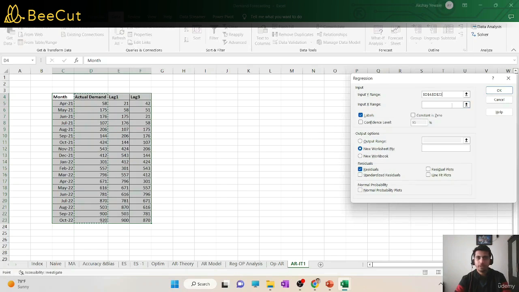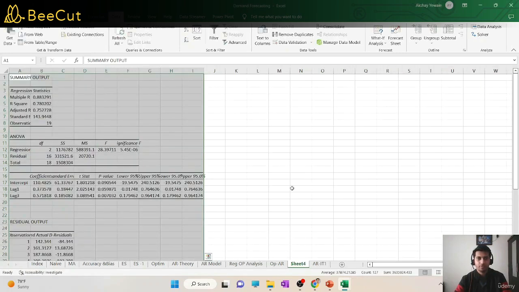You take the demand as the predictable variable, and the x will be lag 1 and 3. Repeat the same process again. We have the label, we have the worksheet, and hit OK. So again the output has come. So this is the output of iteration 1.